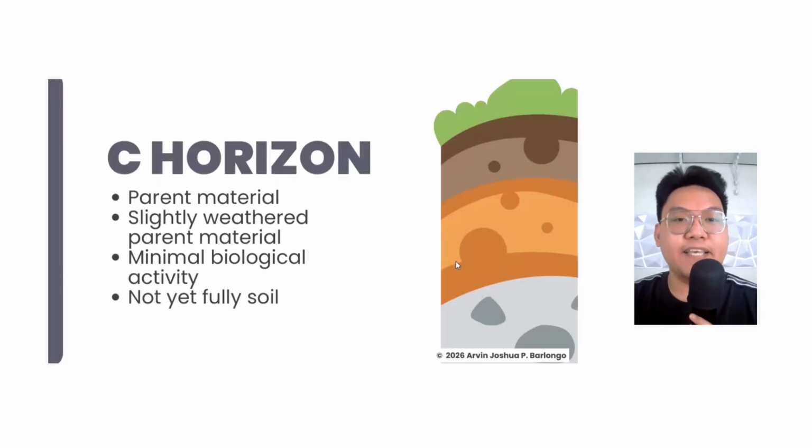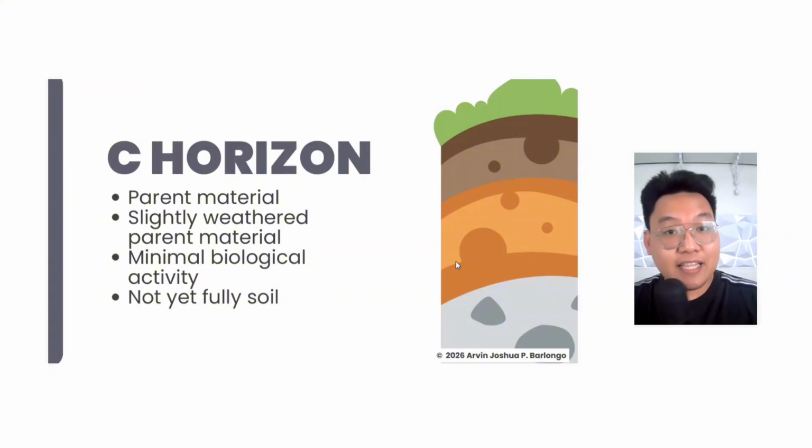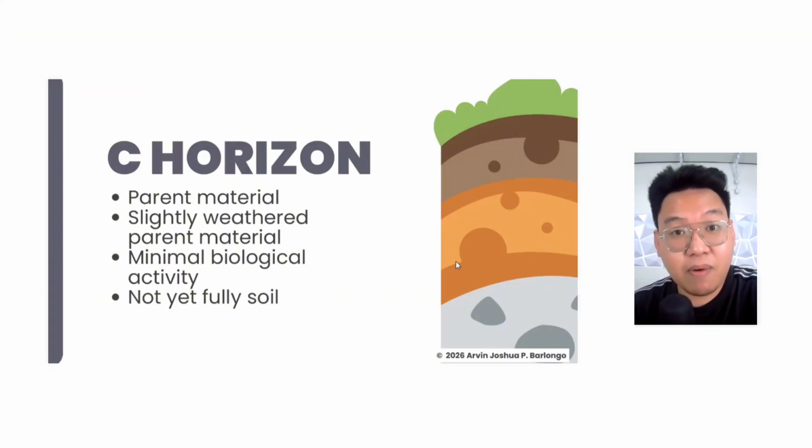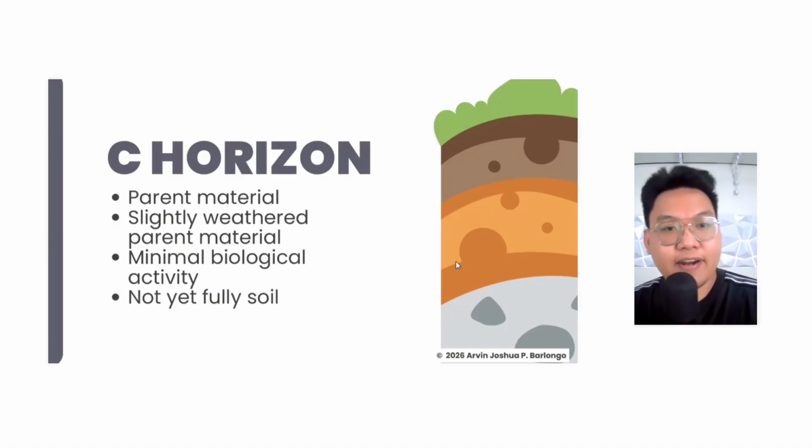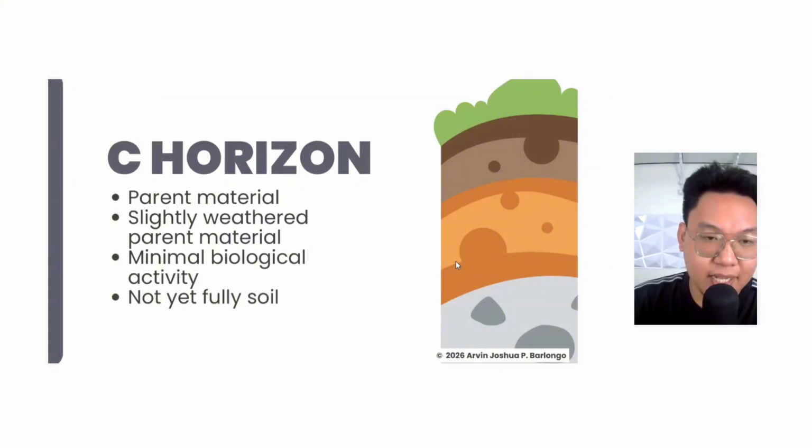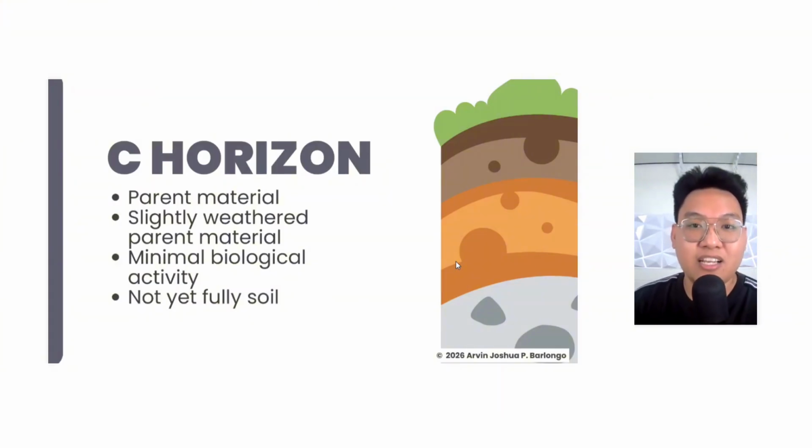Okay, the next is C horizon. So ito naman yung parent material. So ito kulay gray na siya. So medyo malapit na siya sa pinakababa or yung bedrock, kaya gray. So parent materials, they are slightly weathered parent material. Minimal yung biological activity and not yet fully na soil.